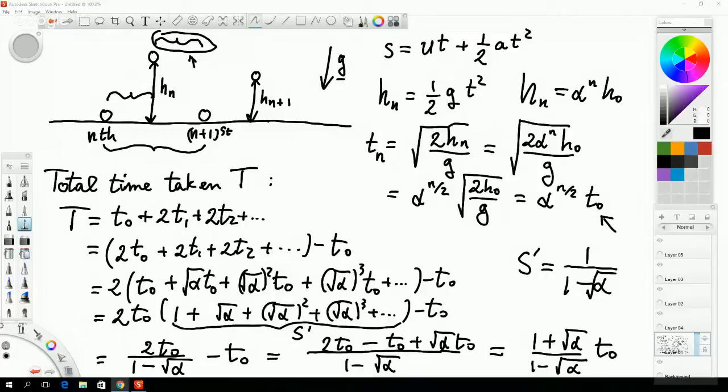This is the total time spent. How many bounces does the ball execute? Well, we already discussed this basically. In the ideal case, the ball executes an infinite number of bounces in this time. So it's quite interesting. Notice that this time is actually finite, because 1 minus square root of alpha times t naught is a finite number, because alpha is less than 1.